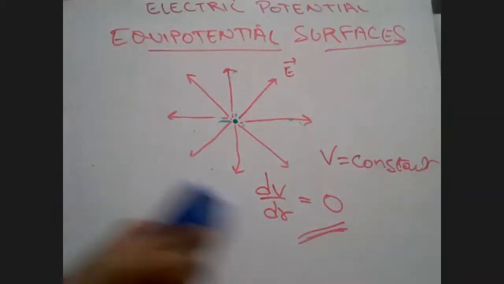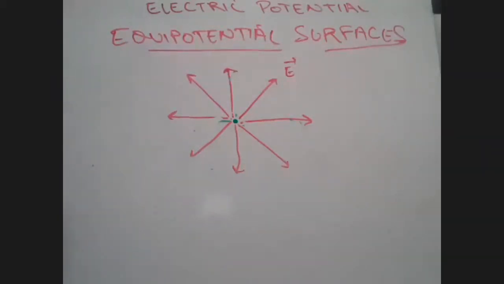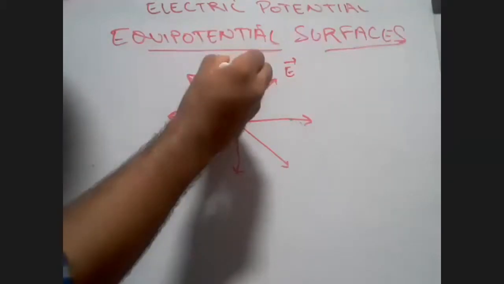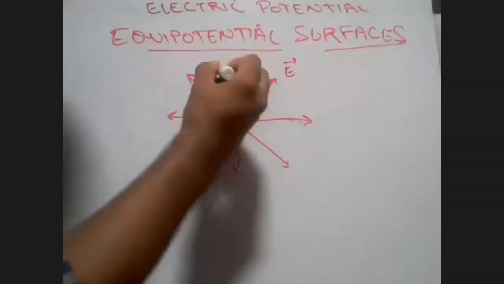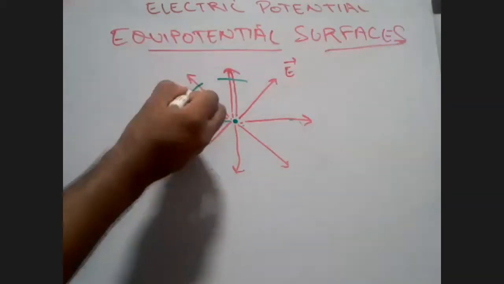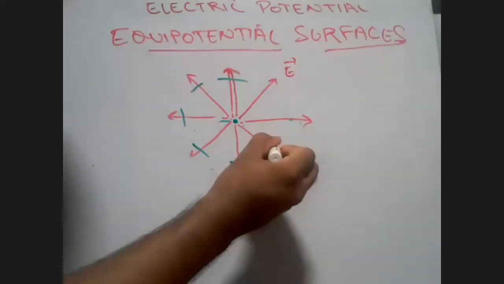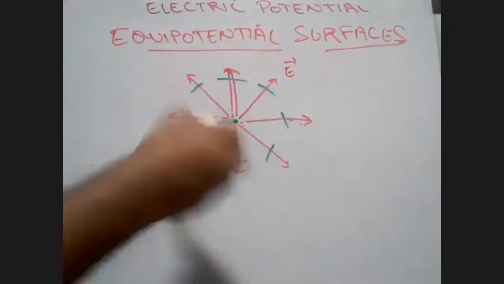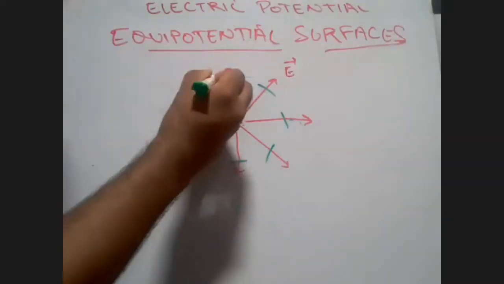Suppose I am considering this electric field line, this one on top. What is going to be the perpendicular line? How can I draw a perpendicular to it like this? And how can I draw a perpendicular to this like this? Same, I can draw a perpendicular like this over here. And if I consider infinite electric field lines emerging out of this point charge, it will be a sphere.